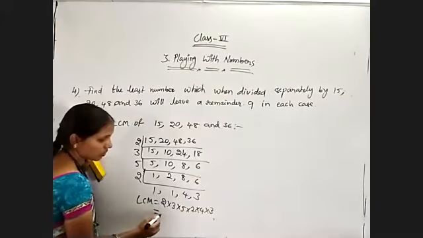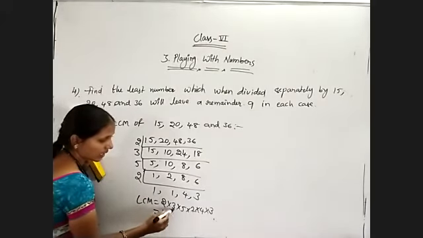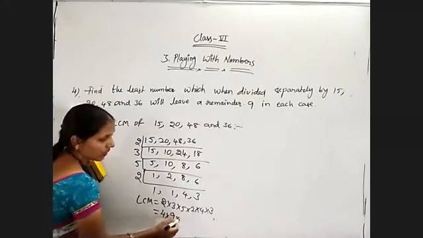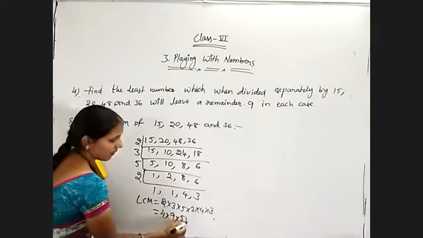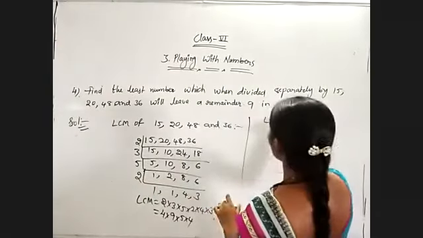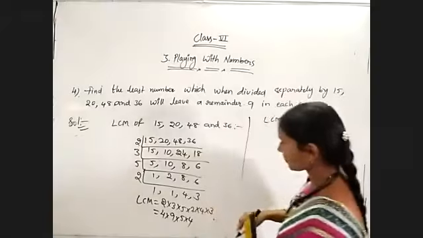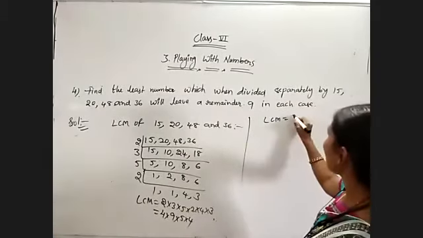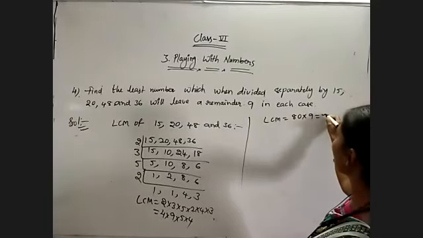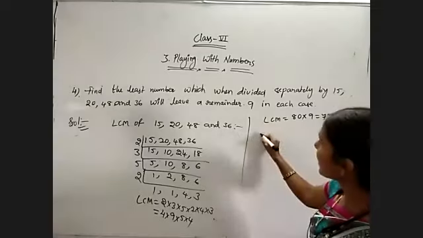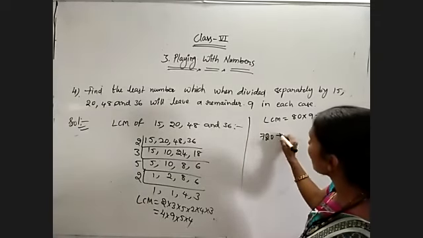Now 2 came twice, that is 2 into 2 is 4. And 3 came twice, 3 3s are 9. 5 into 4 is 20. So the LCM of the given numbers is 20 into 4, which is 80, and 80 into 9. 9 8s are 72, so 720. LCM is 720. This 720 is exactly divisible by 15.